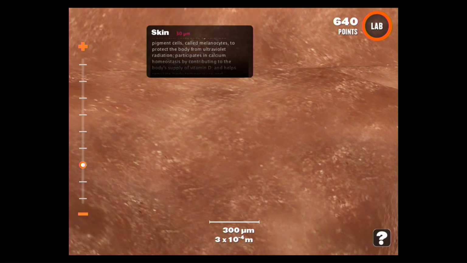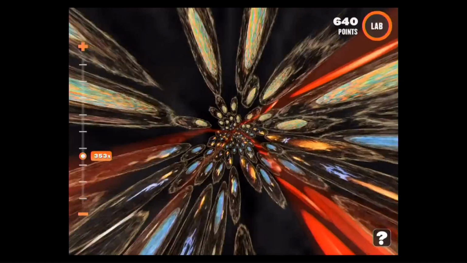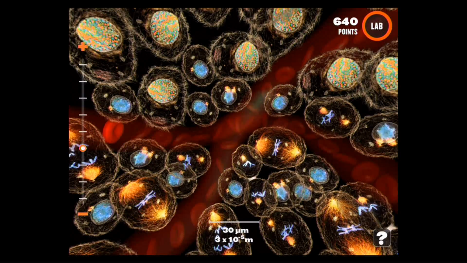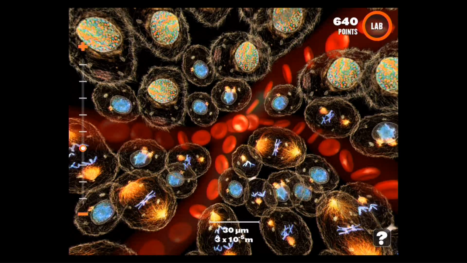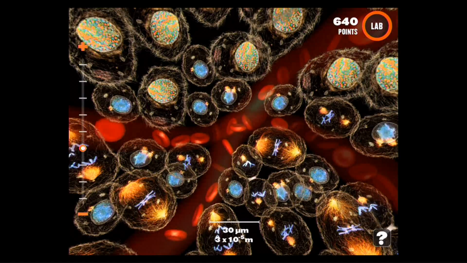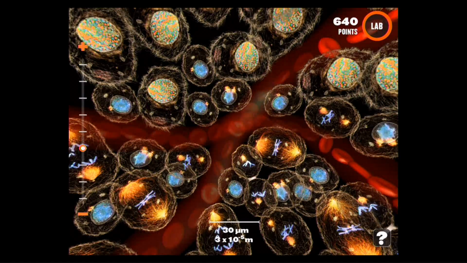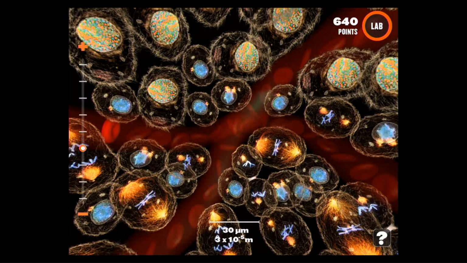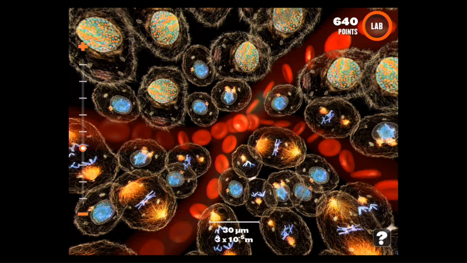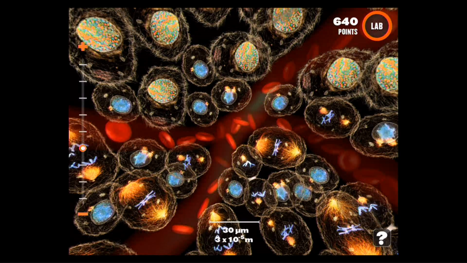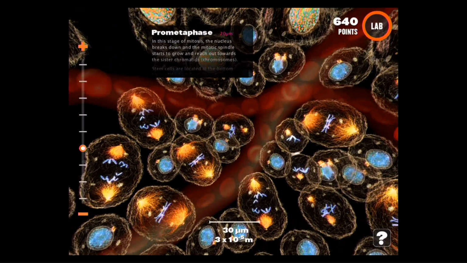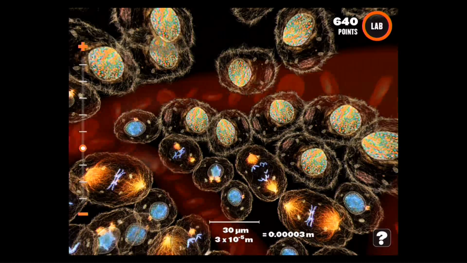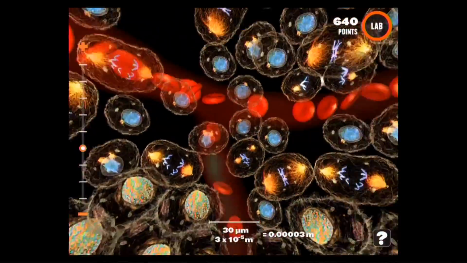Then as you zoom in farther, you start to see the cells in the skin and the capillaries, and you see the red blood cells. This is where it can go a lot of different directions. You could take it towards cell division, or towards just basic information about cells. You can click on the different cells, and it tells you what phases they're in. And then you can kind of scroll through.